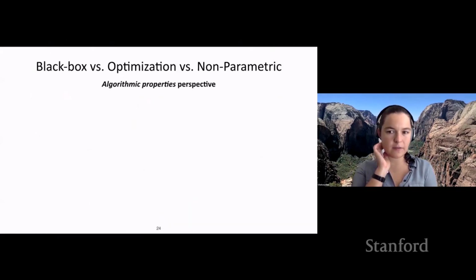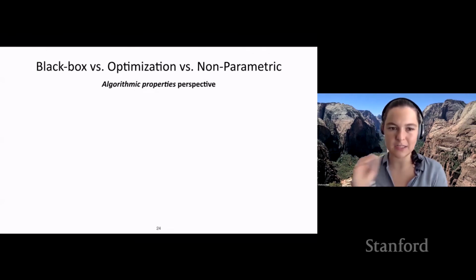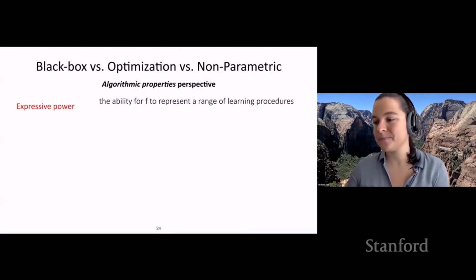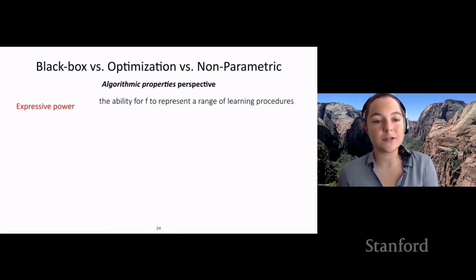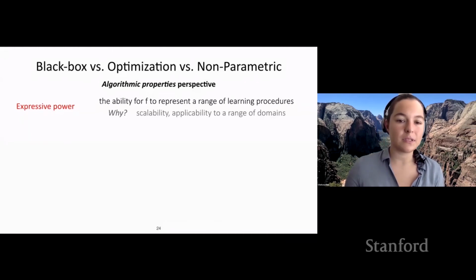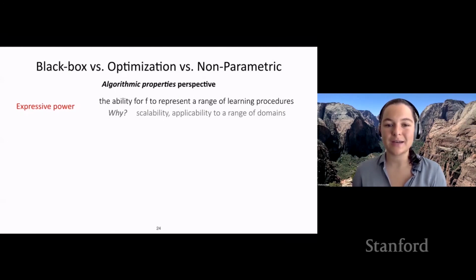And then the second perspective I'd like to provide to think about these classes of methods is from the standpoint of various properties that we might want. So one property that we might want from these models is for them to be very expressive, to be able to process the data in many different ways. Essentially the ability for this function f to represent a range of learning procedures. And this is helpful for scalability and applicability to a wide range of domains, especially if we don't have good ways to do optimization and learning in that setting.